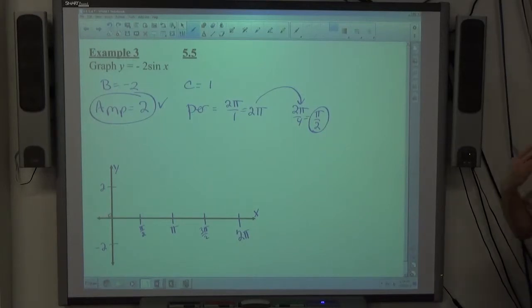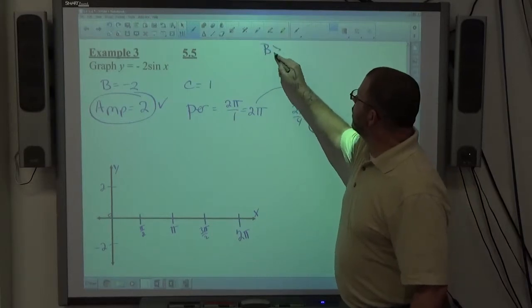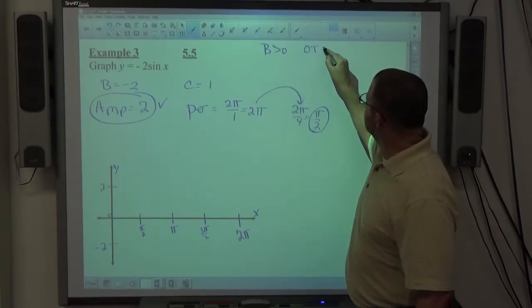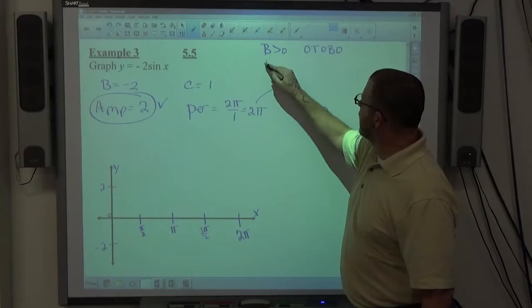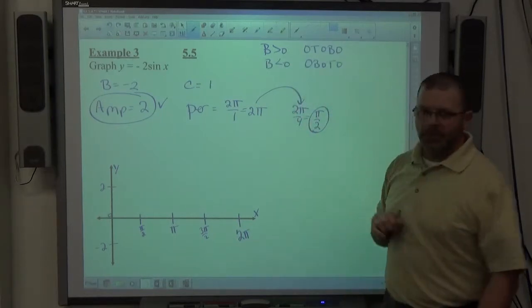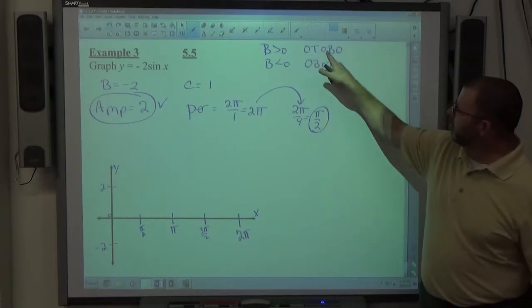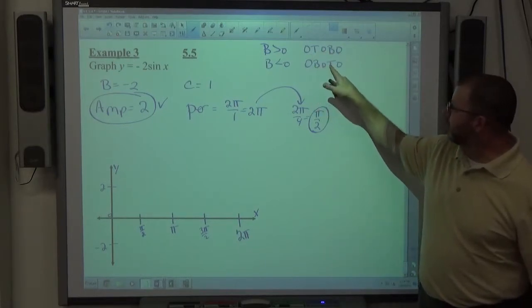All right? Final thing, we have 2 possibilities. B is greater than 0, and B is less than 0. Little mnemonic device for you. Greater than 0, otobo. Less than 0, oboto. It's easier remembering 5 words, right? So, otobo: 0, top, 0, bottom, 0. Oboto: 0, bottom, 0, top, 0.